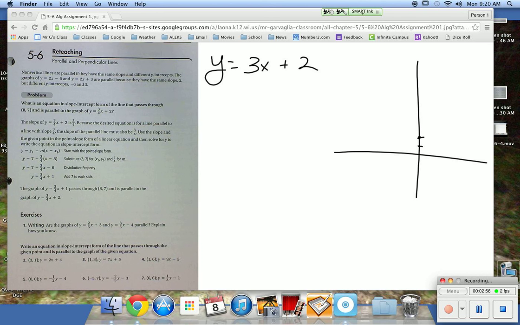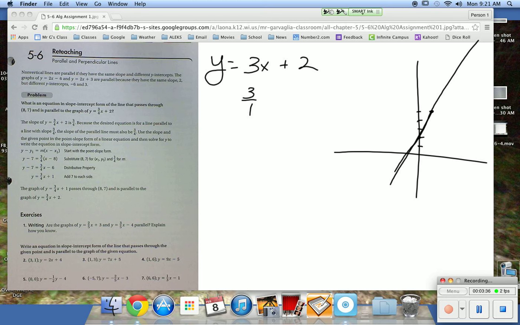I'm graphing this. My slope is 3, which is really 3 over 1. And how does the slope go? Rise over run, right? Change in y over change in x. So we go up 3, 1, 2, 3, and over 1. And that is my point. Those are my 2 points right here. So I can graph this line right here, right? There's my line.